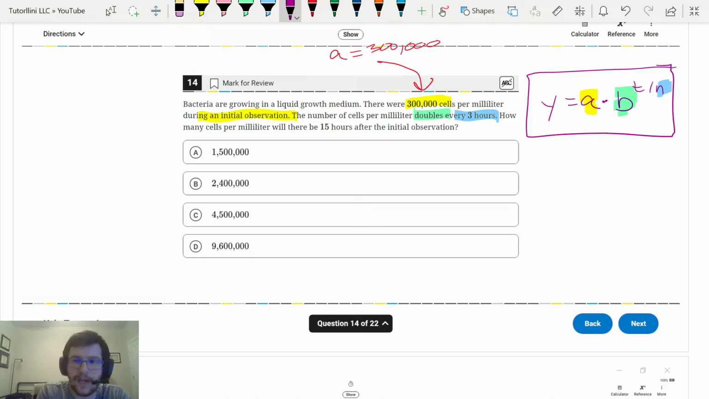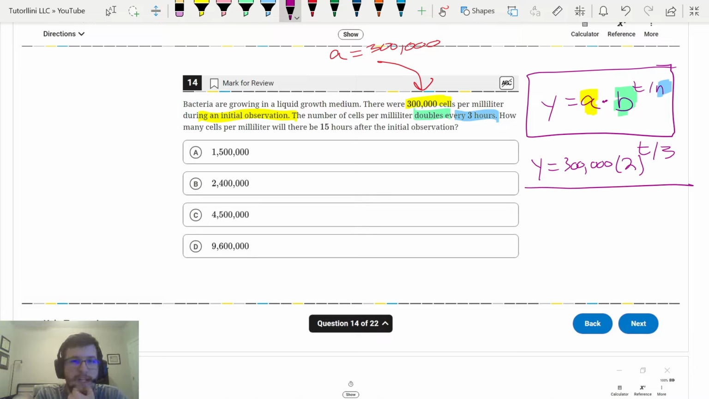So let's write this down. 300,000 doubles. So that means multiply by 2. So B is 2. And then T over N. So every 3 hours. So every what? That's your N. So every 3 hours, T over 3. So that's the equation.